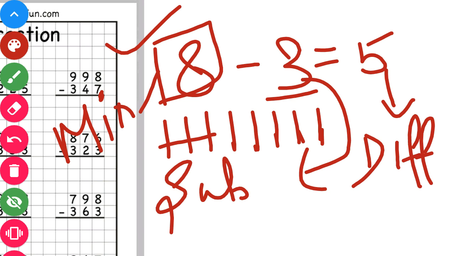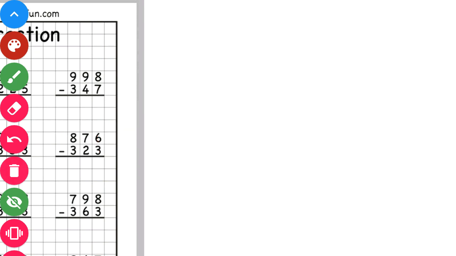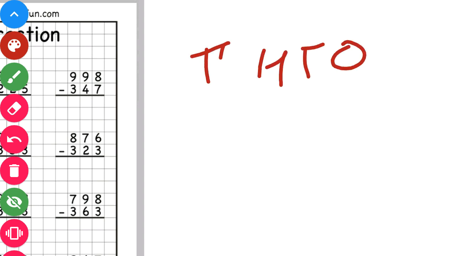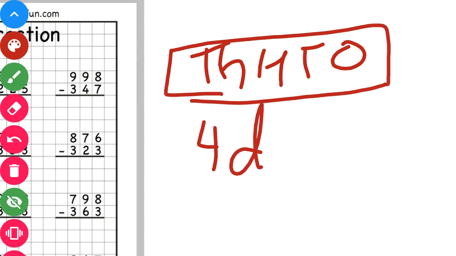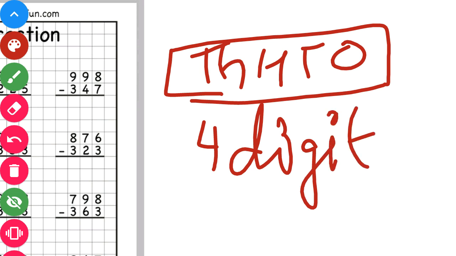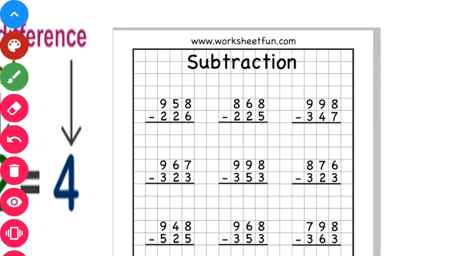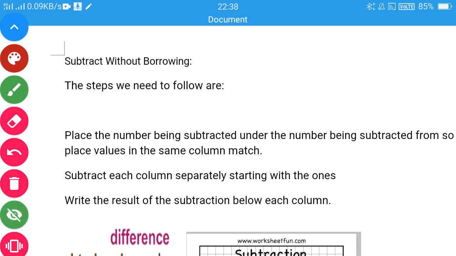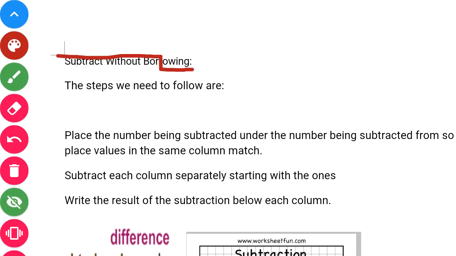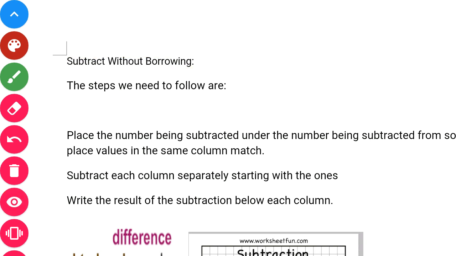Now, in class 3, you are already introduced to 4-digit numbers, ones, tens, 100, 1000. So in this class, we will do subtraction up to 4-digit. Okay. Let us start. We will first read subtraction without borrowing.